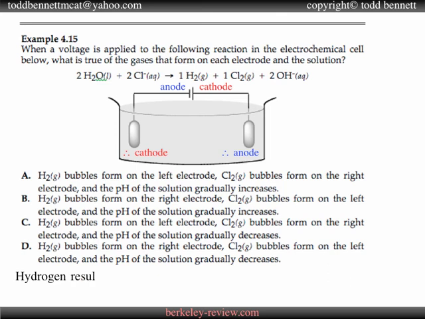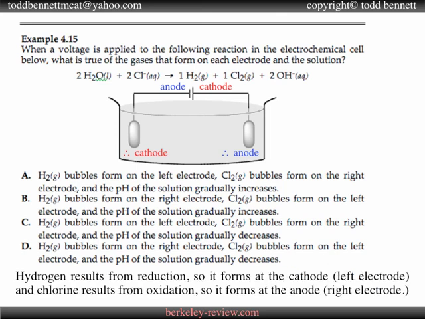H is getting reduced, so H2 is going to form at the cathode. Chloride is getting oxidized, so it's going to form at the anode. So we can right away get rid of the incorrect choices. So H2 bubbles on the left, not the right. We're set on that. And then Cl2 bubbles on the right, not on the left.